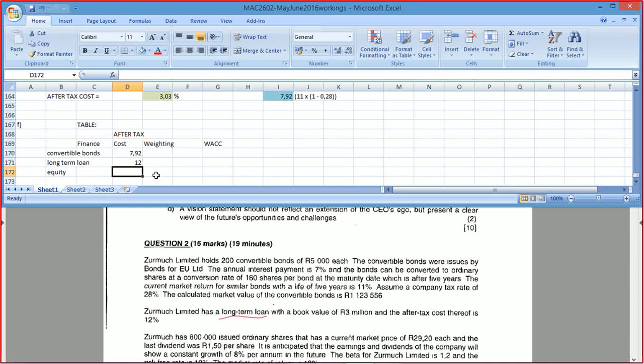Okay, so you didn't have to use your CAPM as well. Remember, for equity, you could have used your CAPM answer. But they said use 14%. Does it make sense? Yes, sir. Okay.